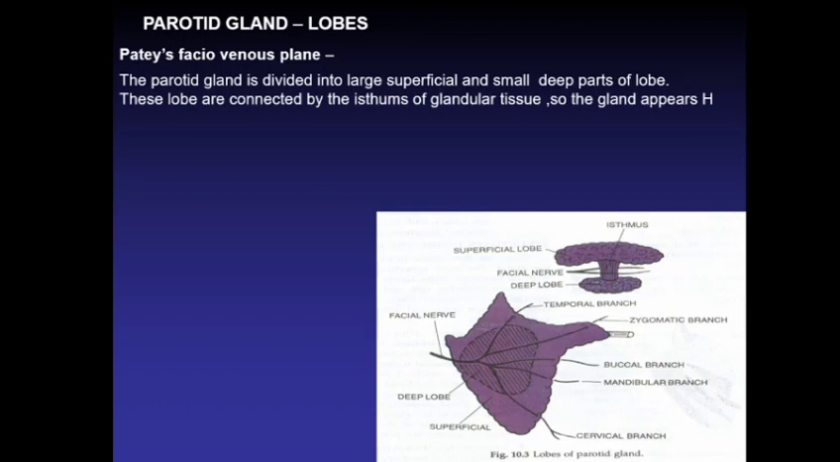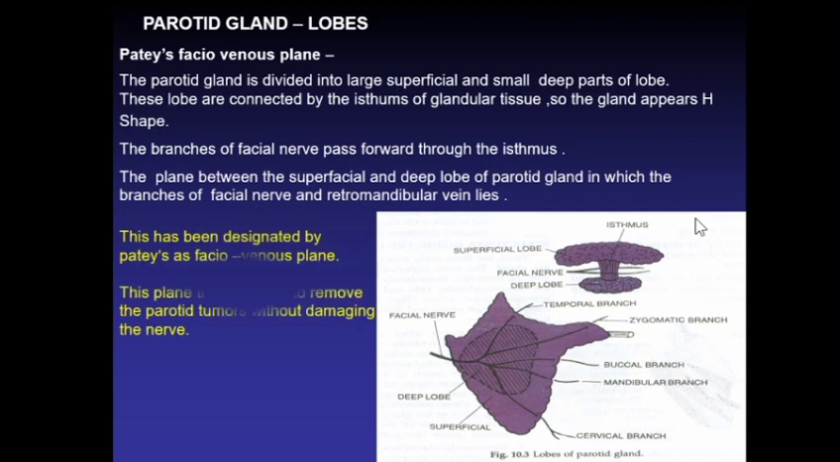The branches of the facial nerve pass through the isthmus, the plane between the superficial and the deep lobe of the parotid gland, in which the branches of the facial nerve and the retromandibular vein lie. This has been designated the pati-fascio-venous plane. This plane is of surgical importance to the surgeon to remove parotid tumors without damaging the facial nerve.